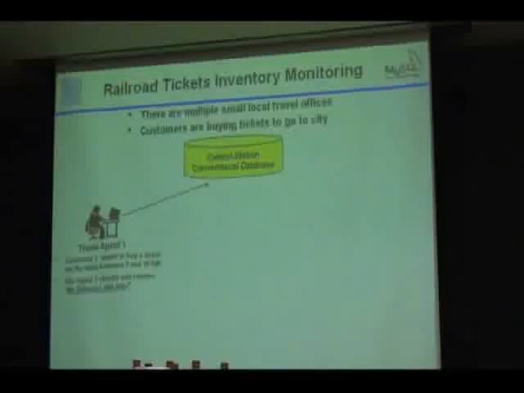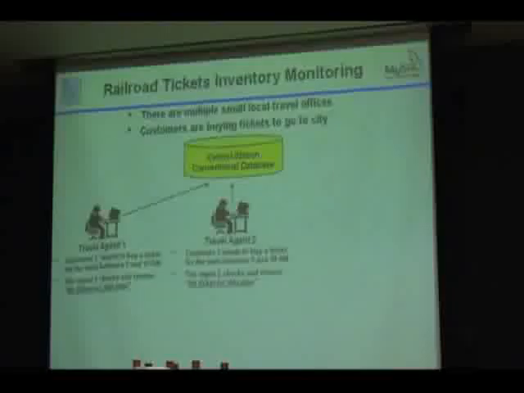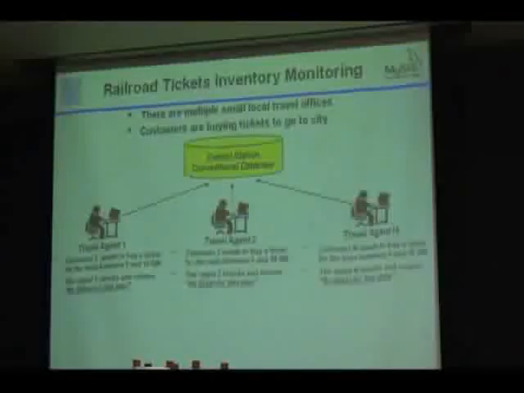It's different, but very similar at local station 2. A customer comes and wants to buy a ticket for the train between 9 and 10 a.m. to the central station. Agent 2 checks and returns with a no-ticket-for-this-time response. At local station N, customer N wants to buy a ticket for the train between 9 and 10 a.m. The agent runs the local travel monitoring application and returns with no tickets for this time response. Of course, it is not good that all customers couldn't get their ticket.